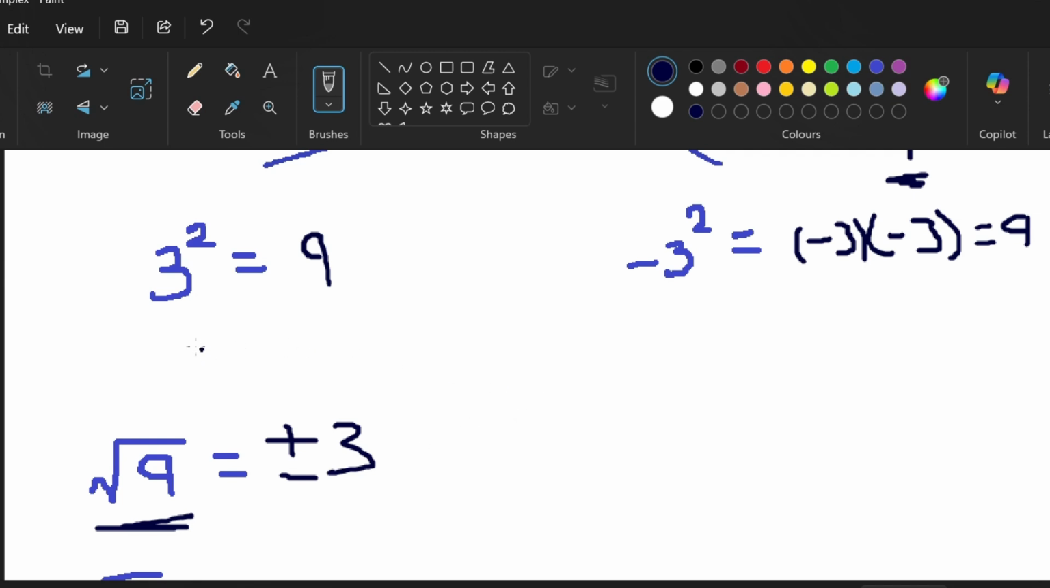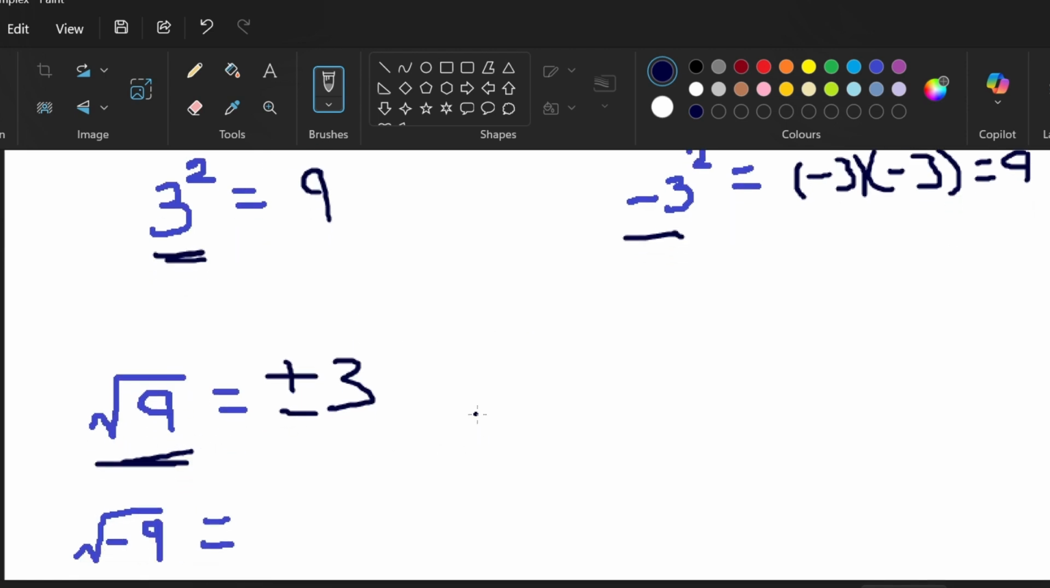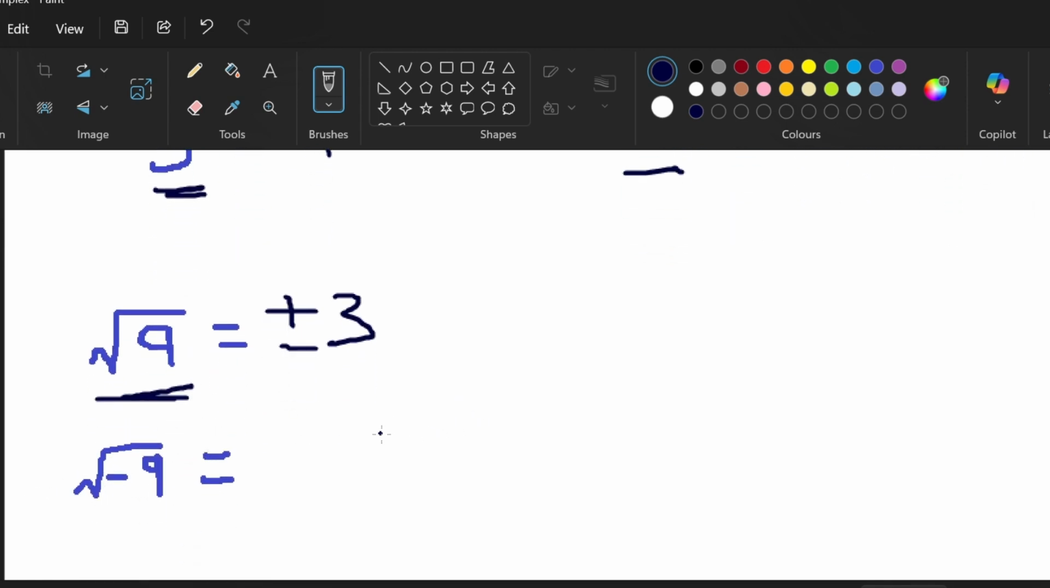But if anything, whether positive or negative, will give me a positive number when squared, then how do I find the square root of a negative number? And this is where imaginary numbers come in, where the letter i is just equal to the number which is the square root of minus 1. With this, I can solve for the square root of a minus number.